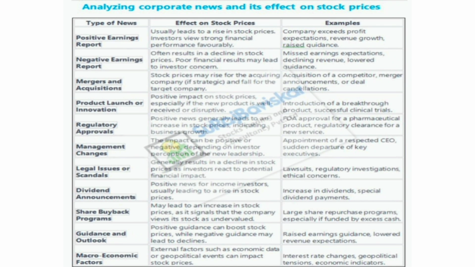And the last aspect is macroeconomic factors. External factors such as economic data or geopolitical events can impact stock prices. We have covered this in a separate video, so you might have seen that one, or if not, just go and check that video where I have explained the impact of external global events on your local stock market. Examples like interest rate changes, geopolitical tensions, and economic indicators may have an impact on your stocks.